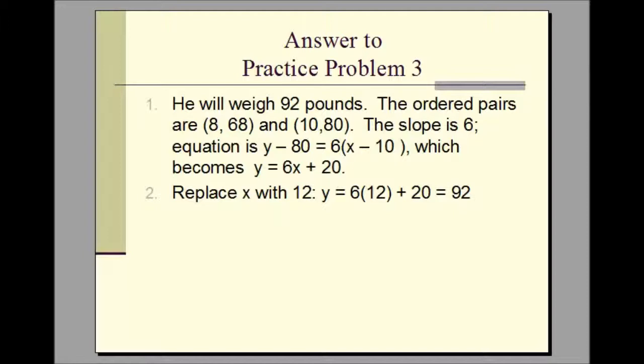We replace x with 12. y equals 6 times 12 plus 20, which is 72 plus 20, or 92.